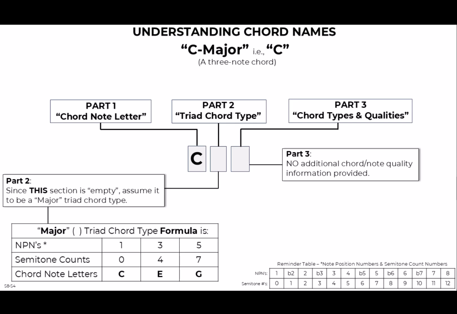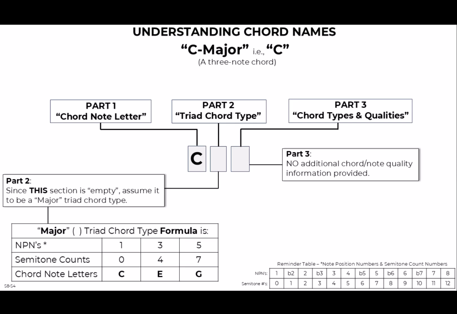Having decoded this information, we can now look up the major chord type's chord formula, finding it to be note position numbers 1, 3, and 5. And I've abbreviated NPN for chart purposes here to represent note position numbers. At this point, we can convert these note position numbers to their equivalent semitone count numbers of 0, 4, 7 that we have now seen many times in previous sessions and examples. And I have included both sets of triad formula numbers into the lower left table so we can see them, since they never actually appear in the chord name itself.